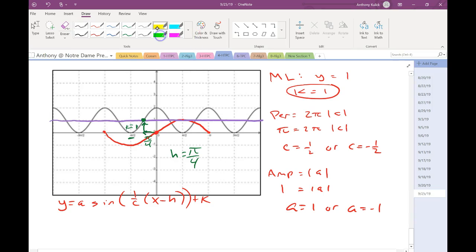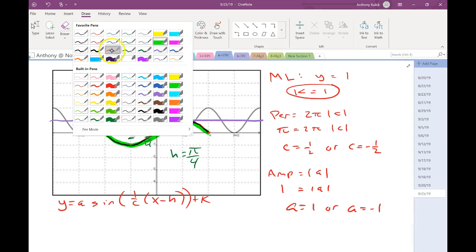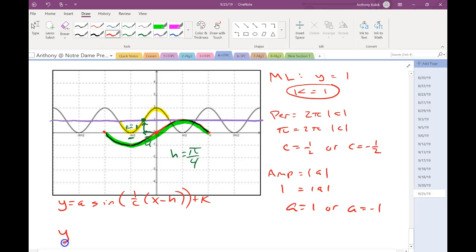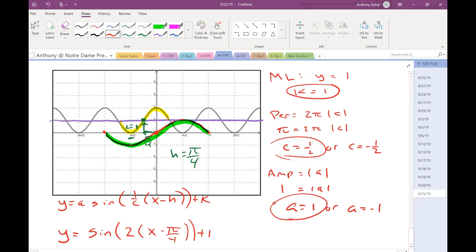All right. Now let's decide if there's a reflection going on. So I'm comparing this part of my transformed function to this part. There is no reflection going on there. Everybody agree with that? So I would say y equals sine of 2x minus pi over 4 plus 1. So we said positive, positive.